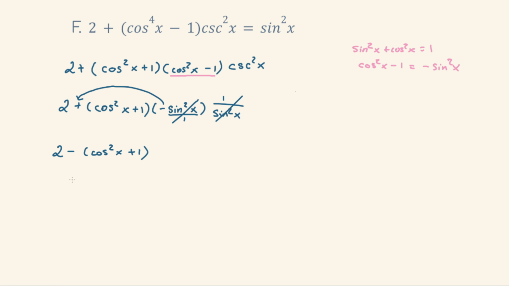And let's get rid of these brackets here. We've got 2 minus cos squared x minus 1. And 2 minus 1, that's just 1, minus cos squared x. Well, what do I know? I know that from this identity here, if I just bring that cos to the other side, I'm going to get sine squared x is equal to 1 minus cos squared x, right? So instead of 1 minus cos squared x, I can replace that with just sine squared x. And that's what I wanted to show up here, right? So we're good.